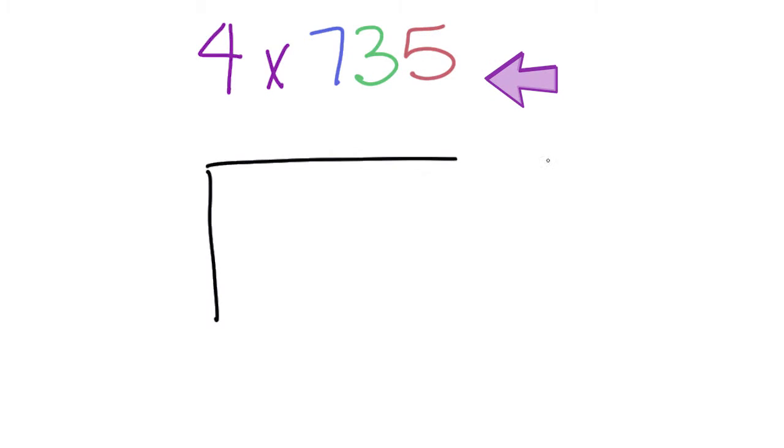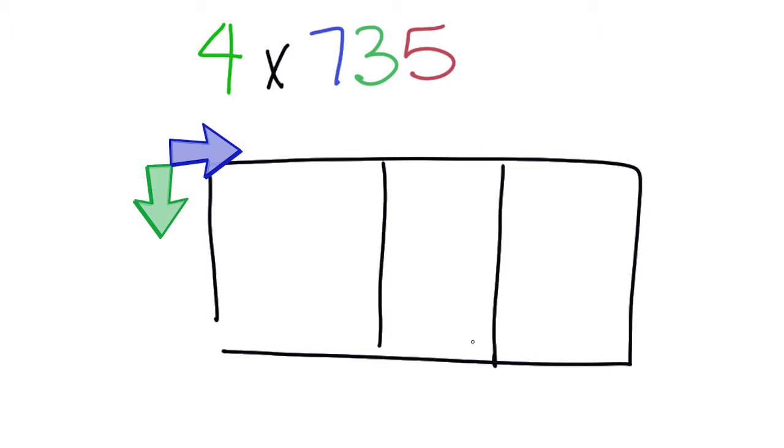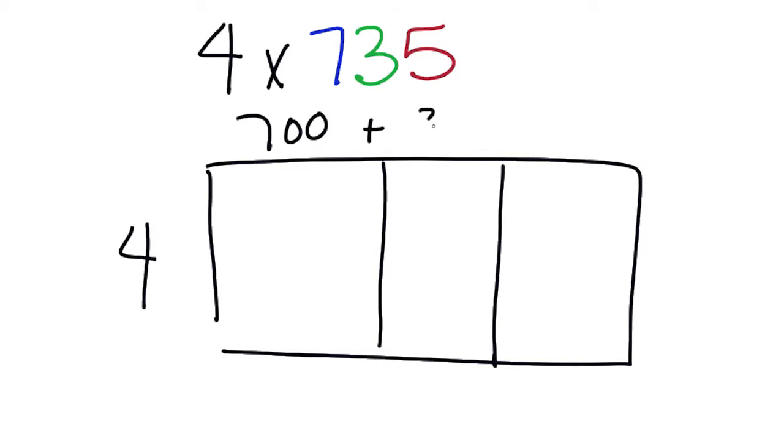One way students can set up a partial product model is to draw a rectangular array. We'll use the problem 4 times 735. After drawing the array, the factor 4 will be recorded on the left, and the other factor of 735 will be recorded across the top in its expanded form. So 735 is equal to 700 plus 30 plus 5.